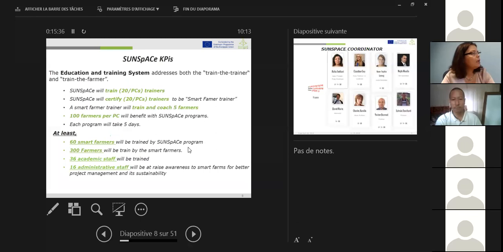We expect that during the 3 years of this project, we will certify 20 smart farmers, and each smart farmer will train 5 farmers. By the end, 100 farmers will benefit from these SpACe programs. By the end of the project, we expect to achieve 60 smart farmers trained with the SpACe program, 300 farmers trained by the smart farmers, and we will include in this program 36 academic staff and 16 administrative staff in the training.